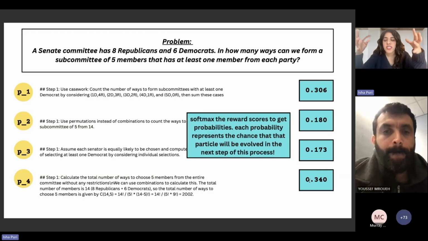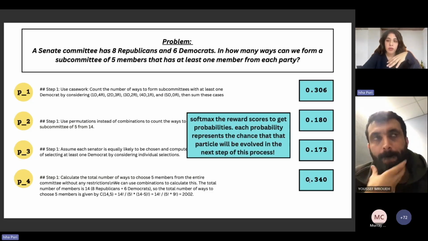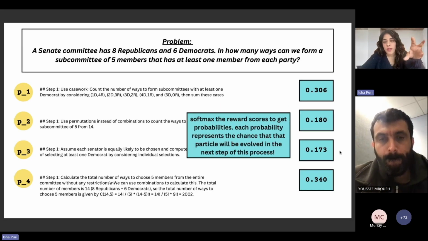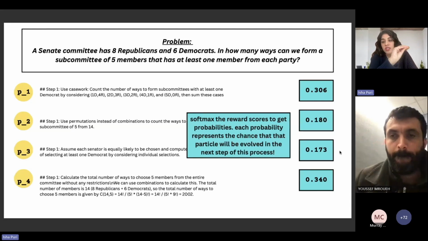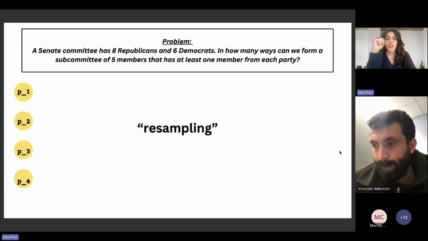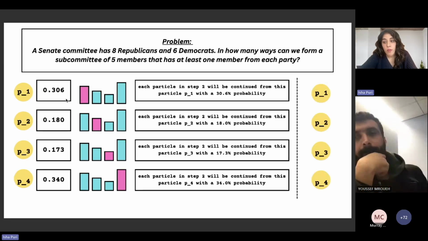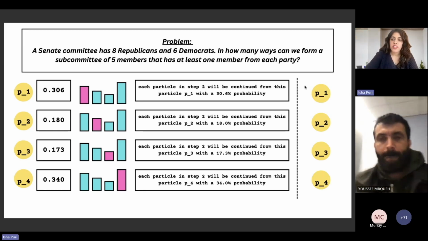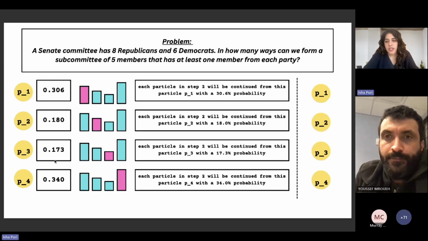A softmax function just takes a set of numbers and converts them to probabilities. So these are the scores, and these are our probabilities. Each probability in this case represents the chance that that particle is going to be evolved in the next step of the process. So what that actually means is we're going to do something called resampling. Remember, these are our probabilities for each particle. In the next step of this process, every single particle is going to be continued independently from the previous stage's particles with these respective probabilities.